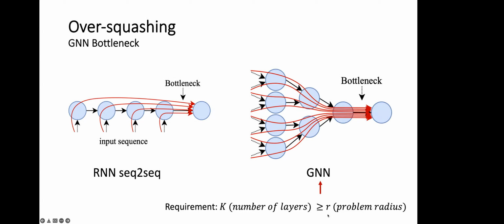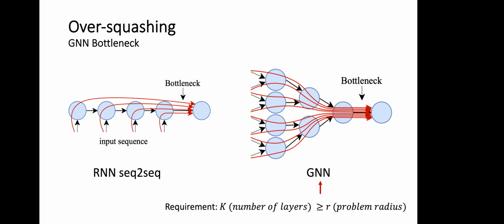K is the number of layers, and R is the problem radius. The GNN needs to have at least k layers, and k should be larger than or equal to R, which is the problem radius. In reality, the problem radius R is generally unknown in advance, and it is usually approximated empirically by tuning the number of layers k. So the requirement is k should be larger than or equal to R. Otherwise, it will suffer from the underreaching problem.